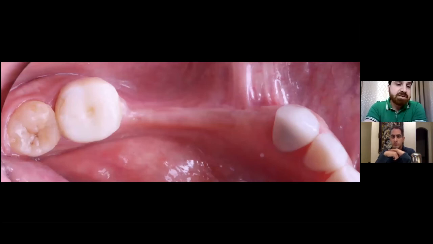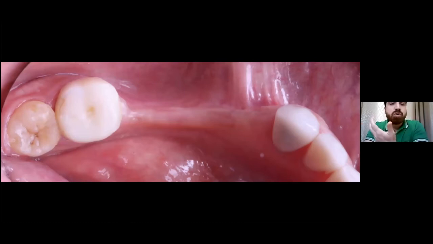Many of the patients that I receive in my daily practice come with failed bridges, going all the way from the third molar to the canines, or sometimes to the centrals. The extractions were done a long time ago, and you barely have bone.